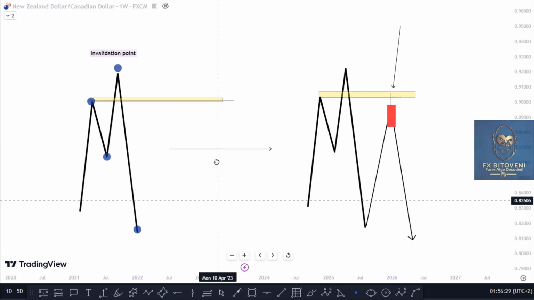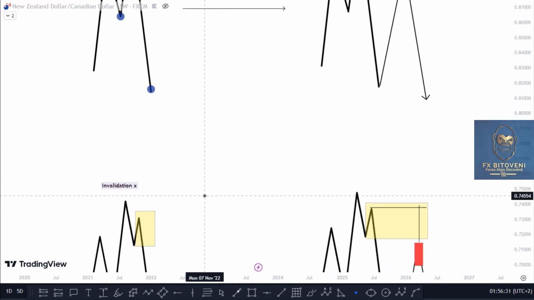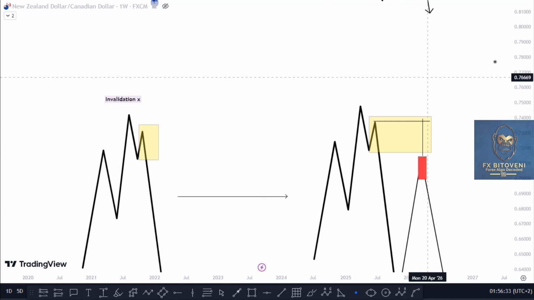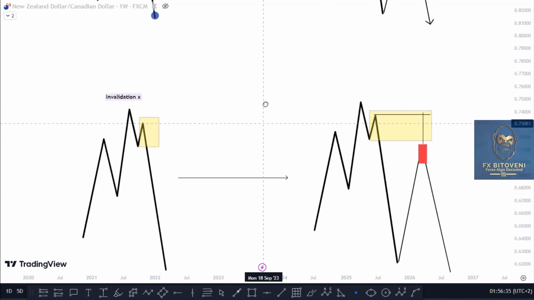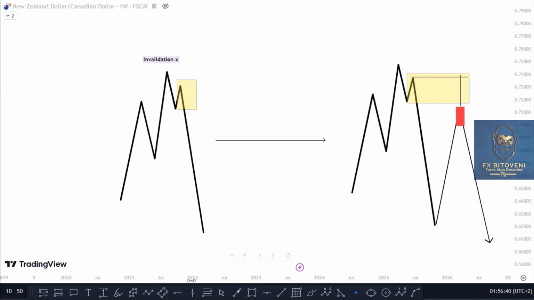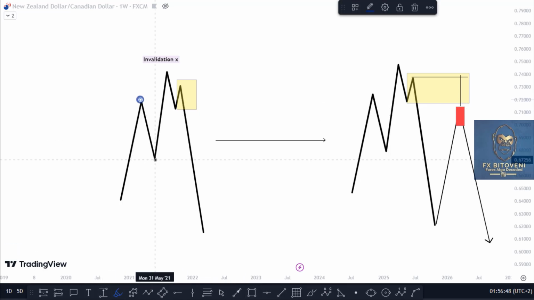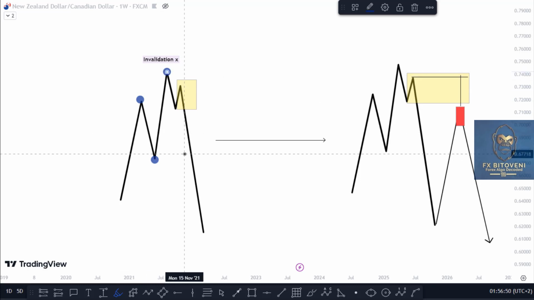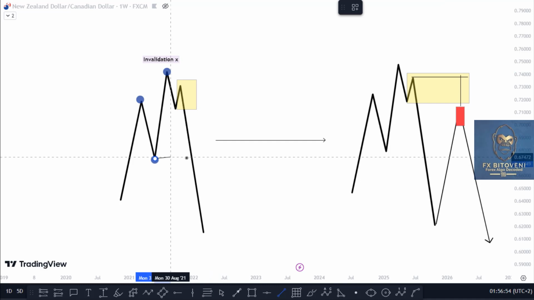Then the next pattern is what we call invalidation X. With invalidation X, you have a market creating a structure. On your line chart, you have a structure high, a structure low, a structure high, and you have a break to the downside right here.